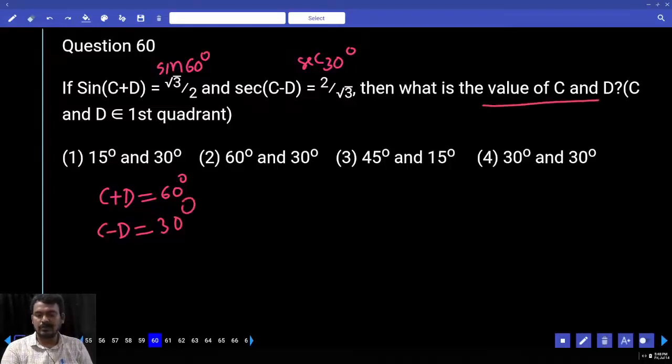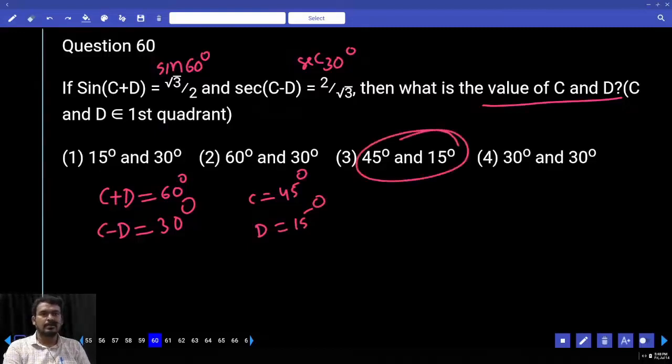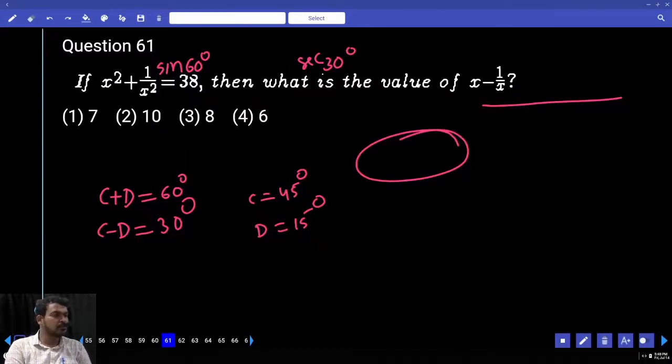We know c plus d and we know c minus d. But what do we require? The values of c and d. For c, adding and dividing by 2 gives 45. For d, subtracting and dividing by 2, d equal to how much? 15. What is the answer? 45 and 15. Third option.